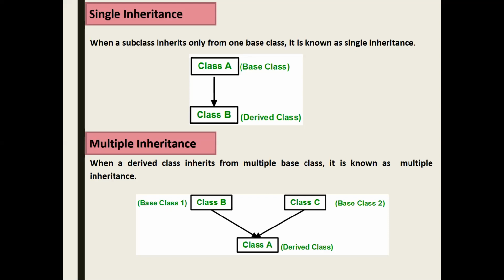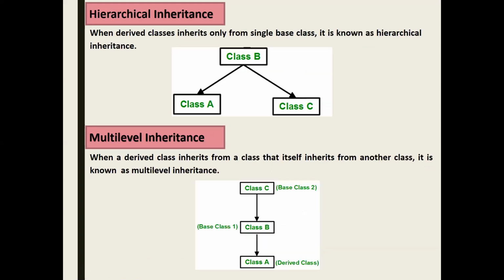Multiple means what? Multiple base classes. Multiple base classes and one derived class. So there are 2-3 base classes, but the derived class is only one, and the derived class will have the properties of all the base classes. With the help of this derived class object, you can execute the properties of B1, B and C, that is the base classes.